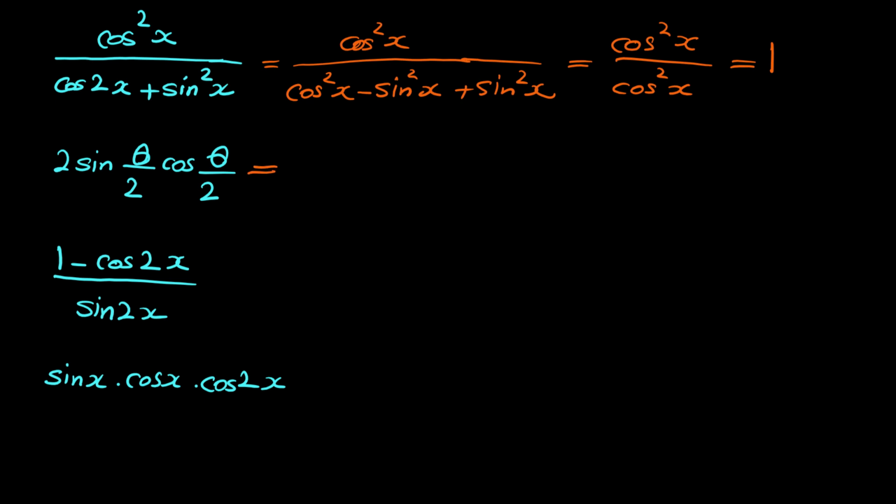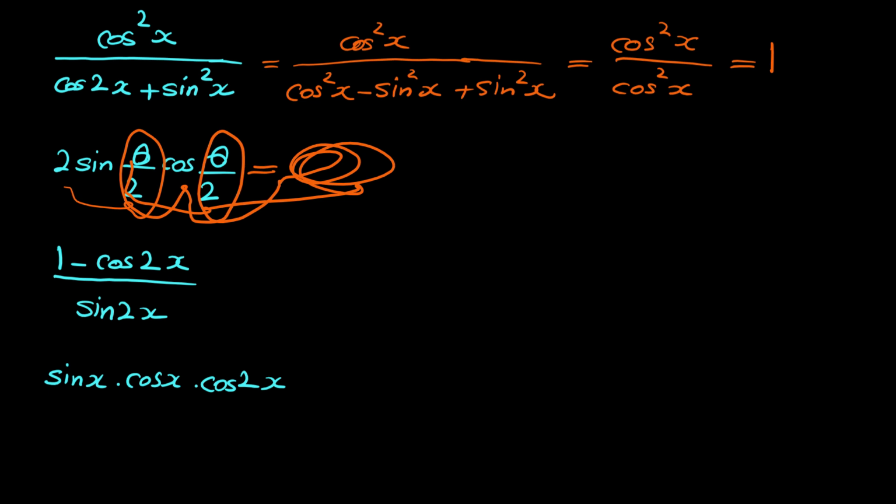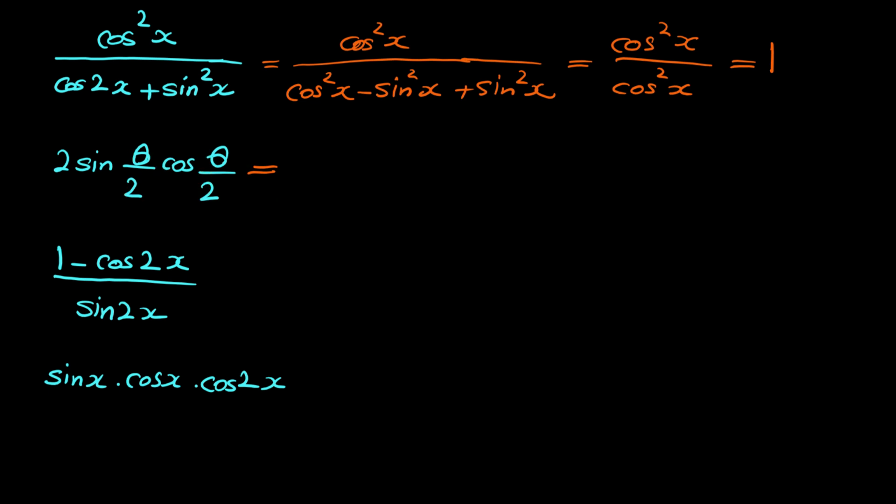So this equals 2 sine of something, cosine of same thing. It equals sine of double of these. So this equals sine of, what is double of theta over 2? Double of theta over 2 is theta. So this equals sine of theta. And that's it. 2 sine of theta over 2 cosine of theta over 2 is sine of theta. Look at the next example.